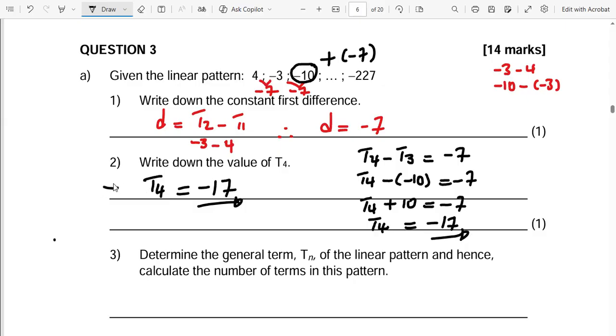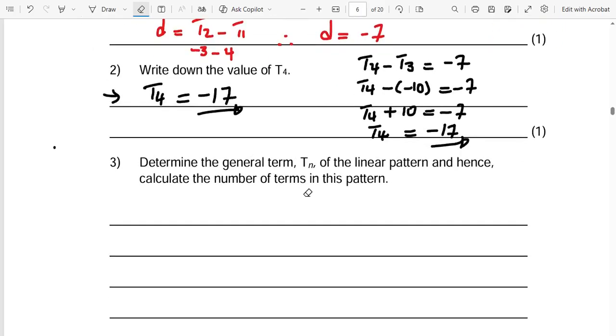But the easiest way, this is just 1 mark there. You don't have to stress. Take it easy. Okay, nice. Well done. Let's move to the next question and see what we have on the next one.